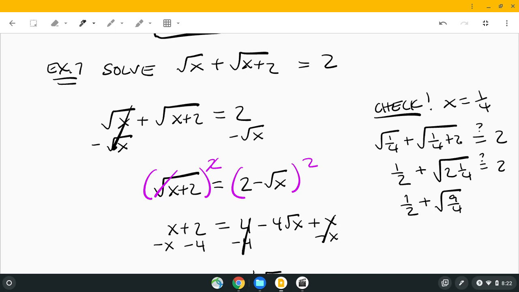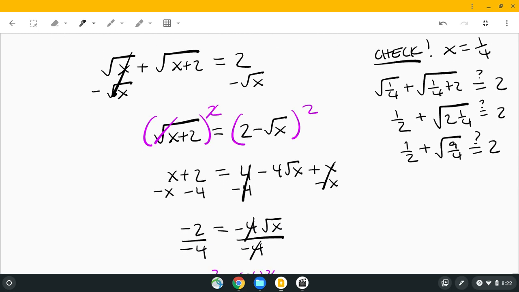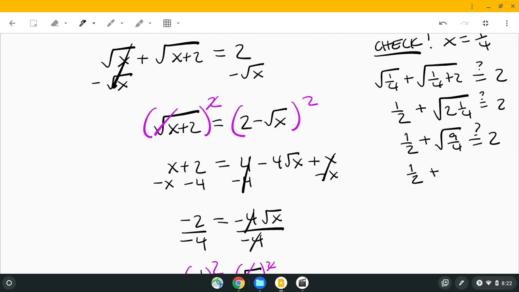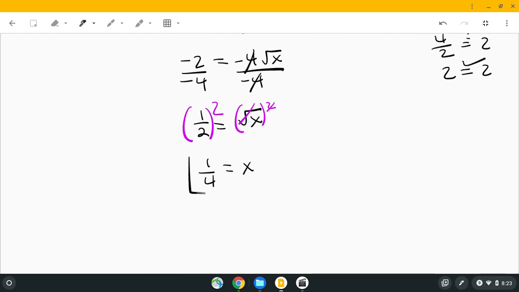There are different ways to do this. If you want to get the LCD, put this over 1, get the LCD and add them, that's fine. I already know it's going to equal 2 1/4, so I'm going to turn this into an improper fraction: 4 times 2 is 8, plus 1 is 9. Are we going to get 2? We get 1/2 plus the square root of 9/4, which is 3/2. So here we get 4/2, which is the same as 2. So yes, that works. So 1/4 is a solution.